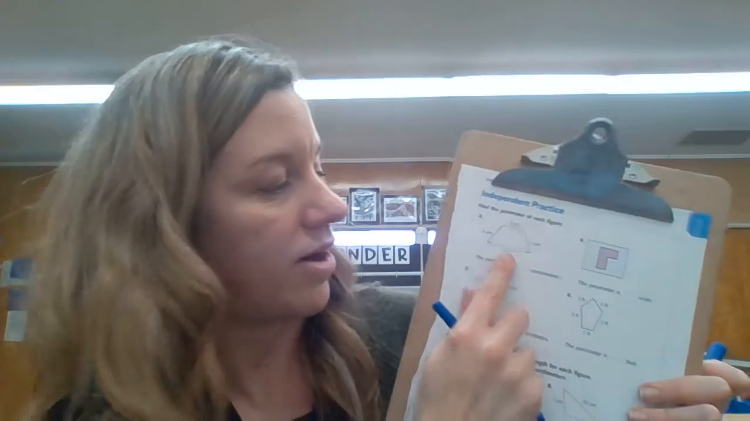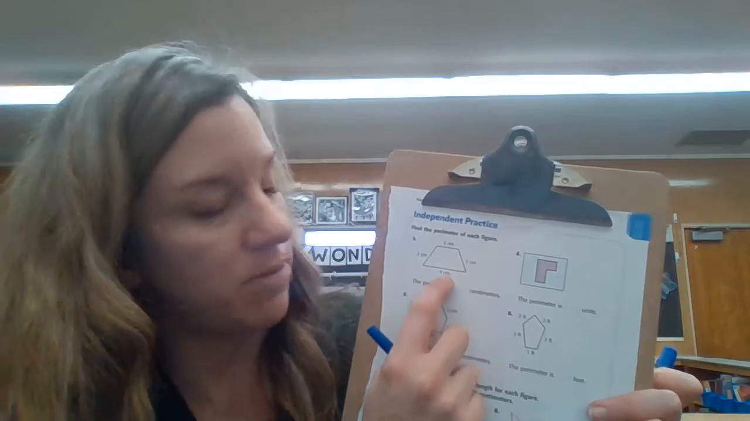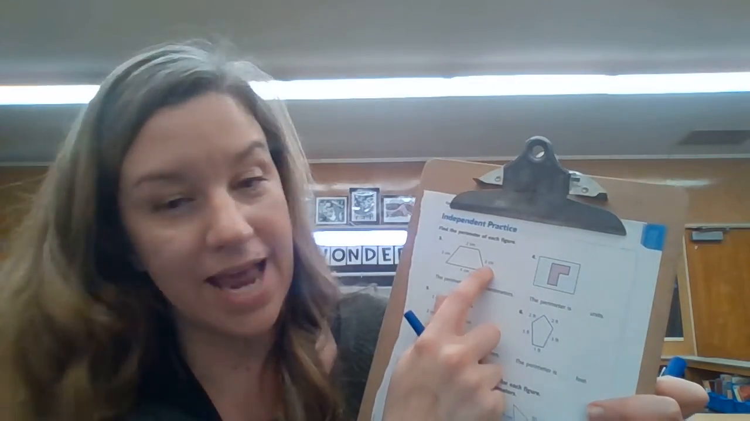So if we look at the practice page, okay, let's take a look at that trapezoid right there. So I can see that the lengths of this trapezoid are 2 centimeters, 2 centimeters, 4 centimeters, and 2 centimeters. So what I would do is on a line sheet of paper, I would write those lengths. Okay, so I would put a number 3 for problem number 3. And I would write my length.